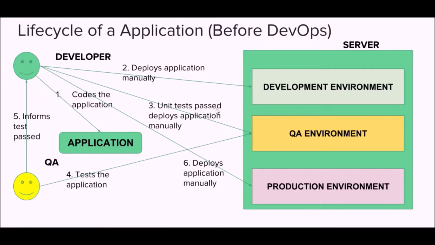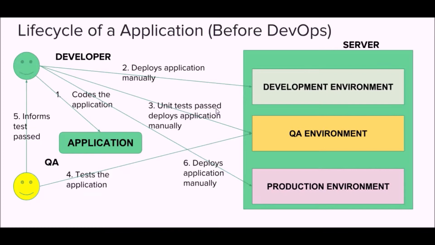Let's look at a basic developer-QA collaboration scenario of an application lifecycle before DevOps. The developer first codes the application. Second, deploys the code manually to the dev server. Third, runs unit tests or some sort of testing. And once the developer is confident that his or her code works, he or she deploys it to the QA server.